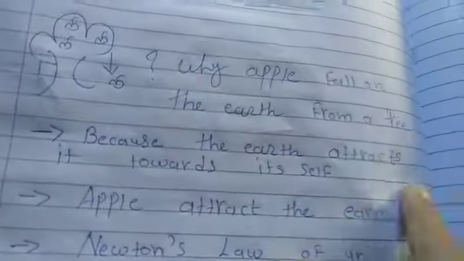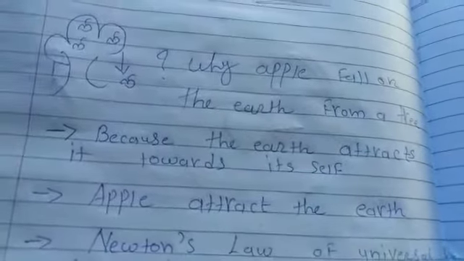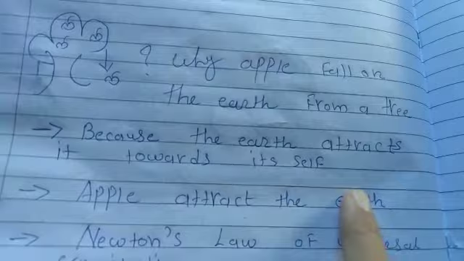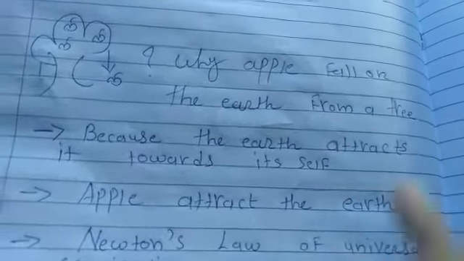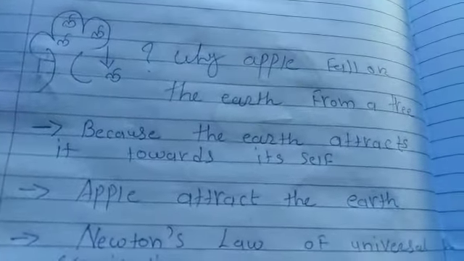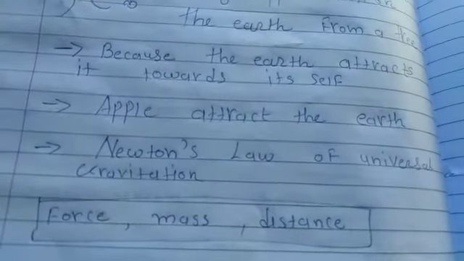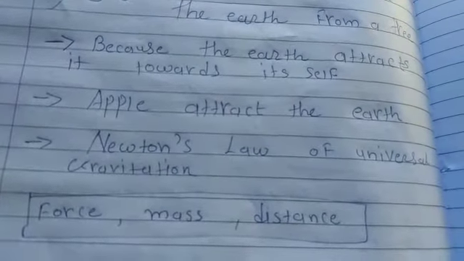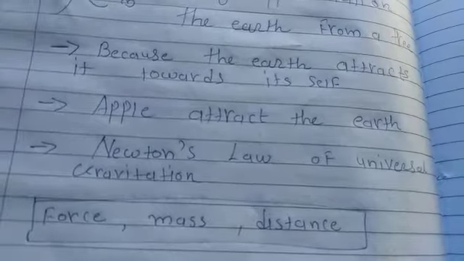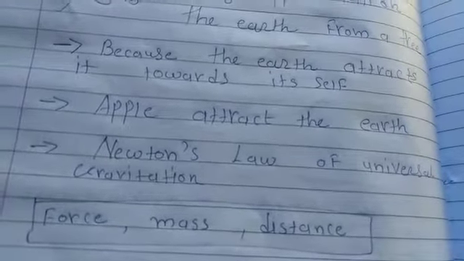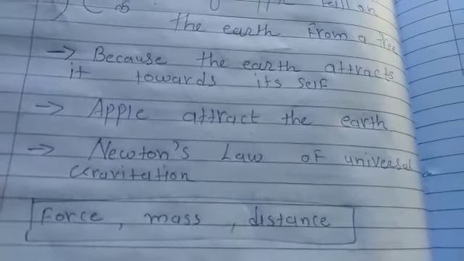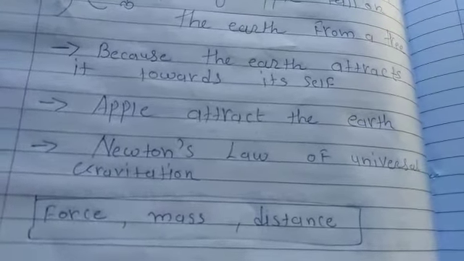Because the earth attracts it toward itself. Earth attracts it toward itself because it fell down to the earth, not anywhere else. That's why. What is the next observation? Apple attracts the earth. It's not only about the apple, it's about every single thing in this solar system. Even on the earth, every single thing attracts the earth.